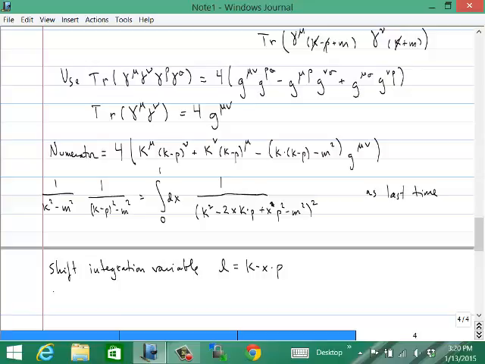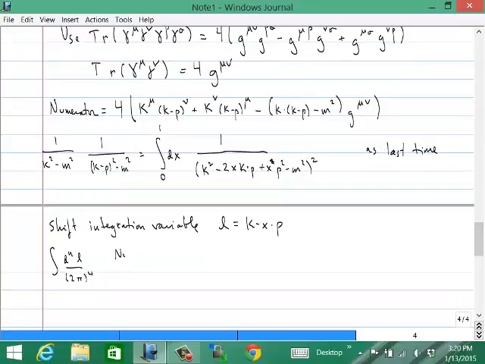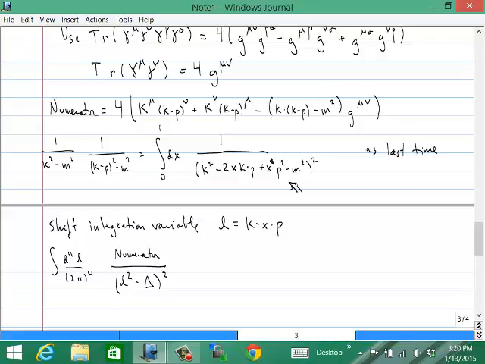so that the integral becomes an integral d4L over (2 pi) to the 4th times our numerator, which I won't bother copying down, divided by (L squared minus delta) squared, where delta is found just by completing the squares over here. So delta, this is exactly the computation we did last class, is m squared minus x times (1 minus x) times p squared.